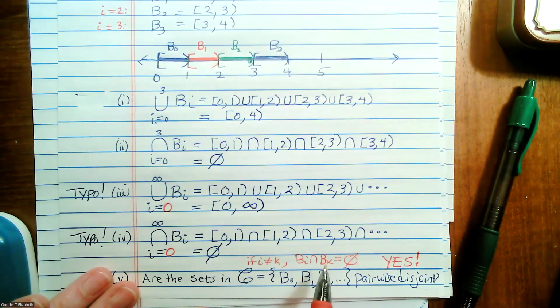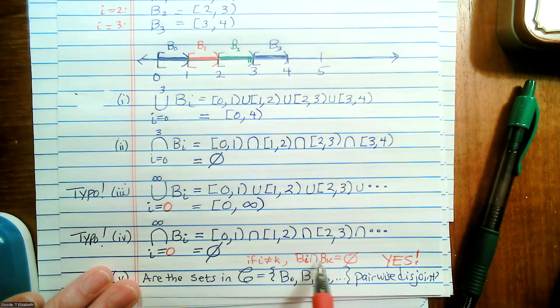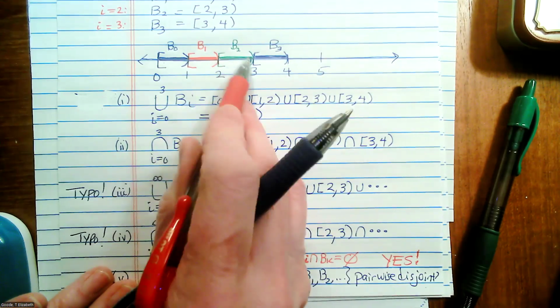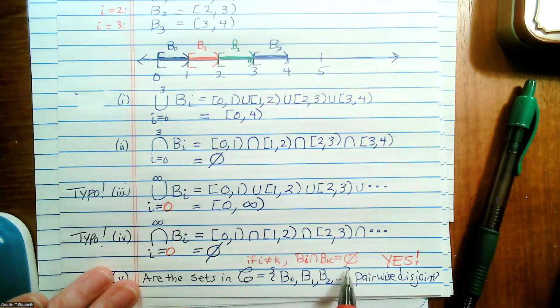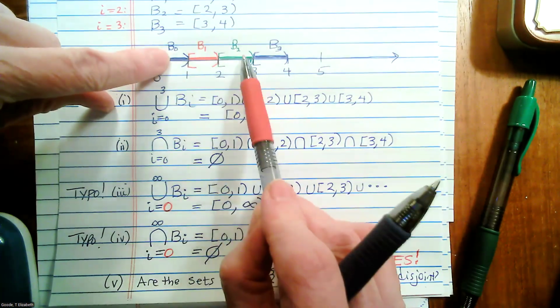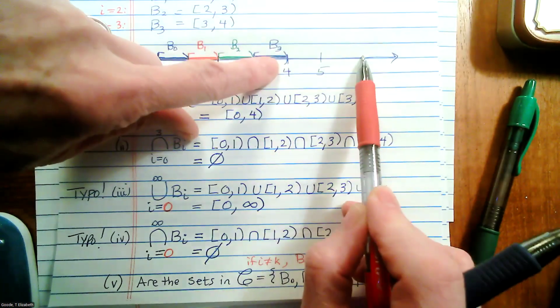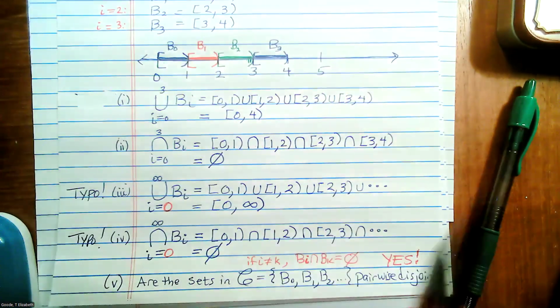Does that make sense? Yes. We have to say i is not equal to k, because otherwise we might be intersecting B2 with B2 and that's not empty. It's got a number of numbers in it. So the whole thing about pairwise disjoint is saying if you take any two different ones and intersect them, it's empty.